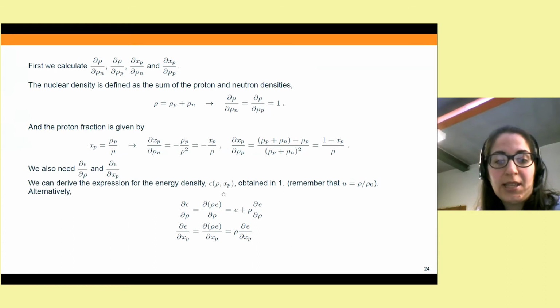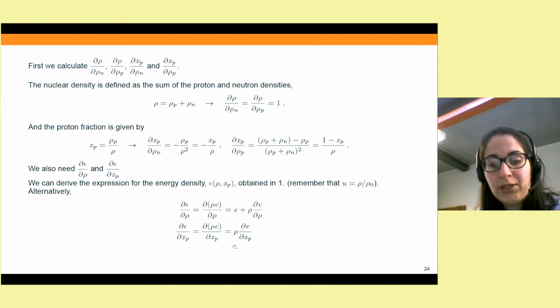We already obtained the energy density in the first exercise, okay? And where we have a U, we know that it's the density divided by the saturation density. So what do we have? We have the derivative of the energy density with respect to the density, and the energy density is nothing else but the density times the energy per particle. This is the energy per particle plus the density times the derivative of the energy per particle with respect to density. The exercise is giving us the energy per particle.